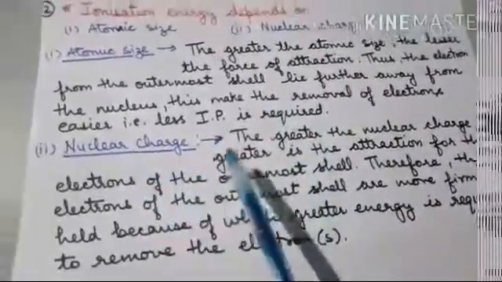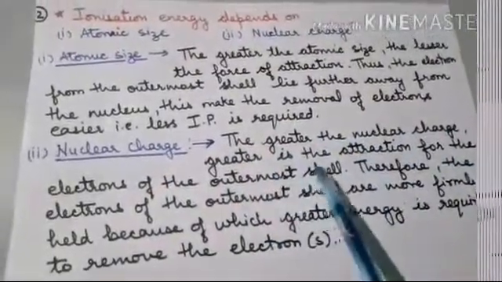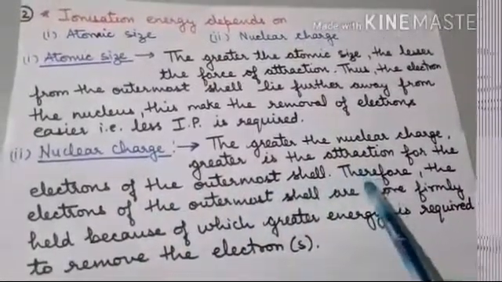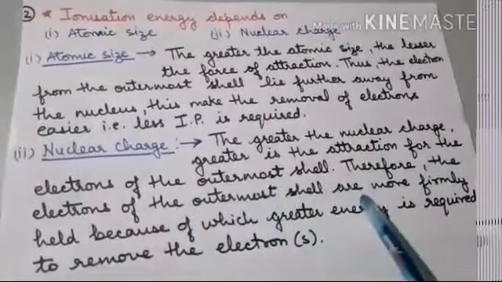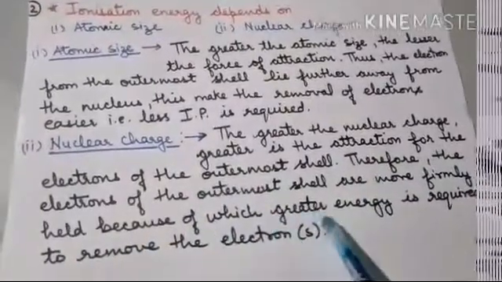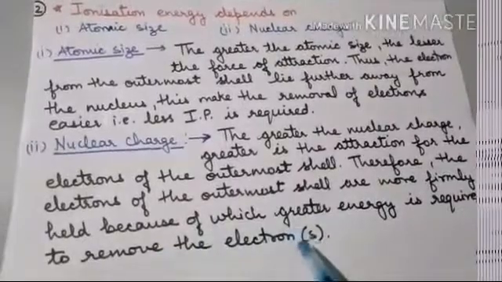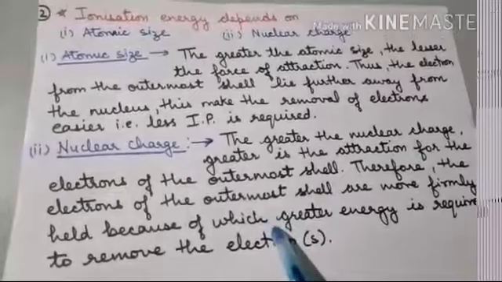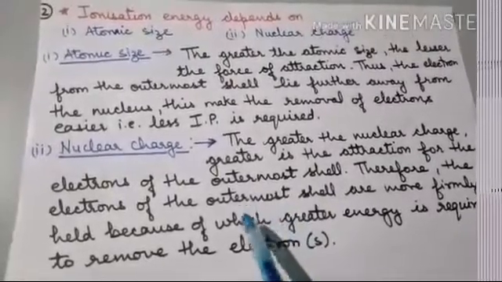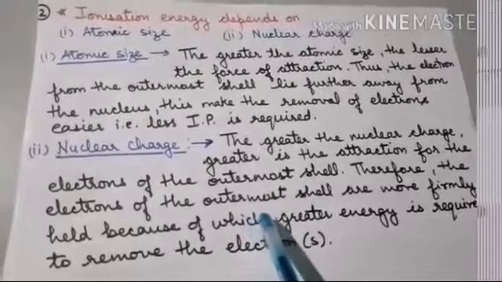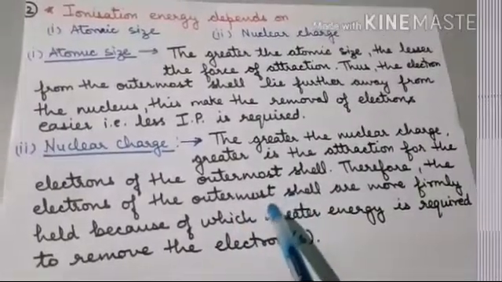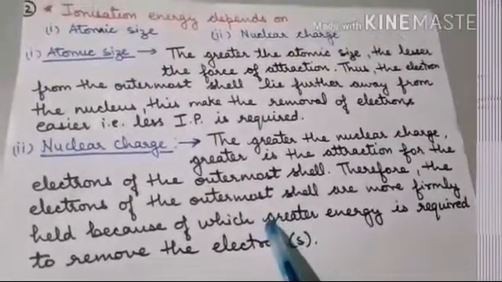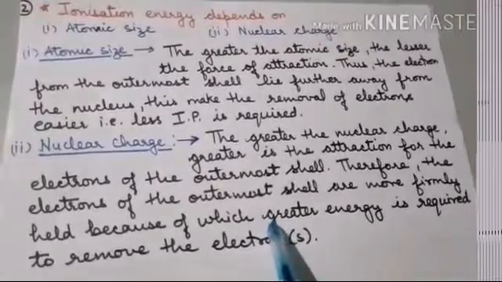Second, nuclear charge. The greater the nuclear charge, greater is the attraction for the electrons of the outermost shell. Therefore, the electrons of the outermost shell are more firmly held, because of which greater energy is required to remove the electrons. Means the more is the nuclear charge, the more is the force of attraction of electrons towards the nucleus. So, when electrons are attracted towards the nucleus with greater force, it is very difficult to remove the electron of the outermost shell. So, a great amount of energy is required.